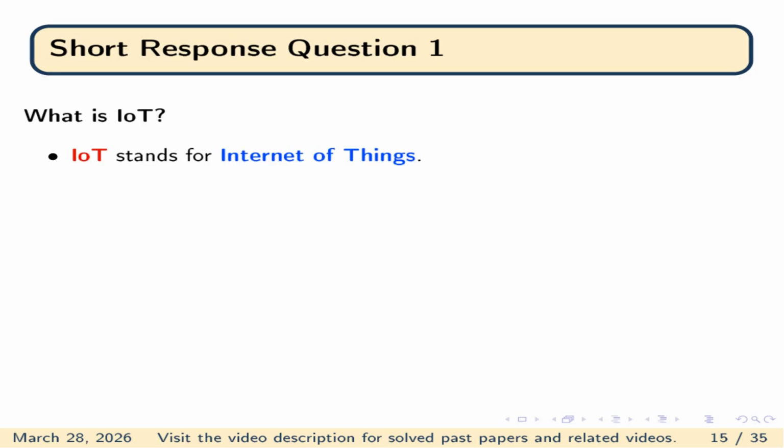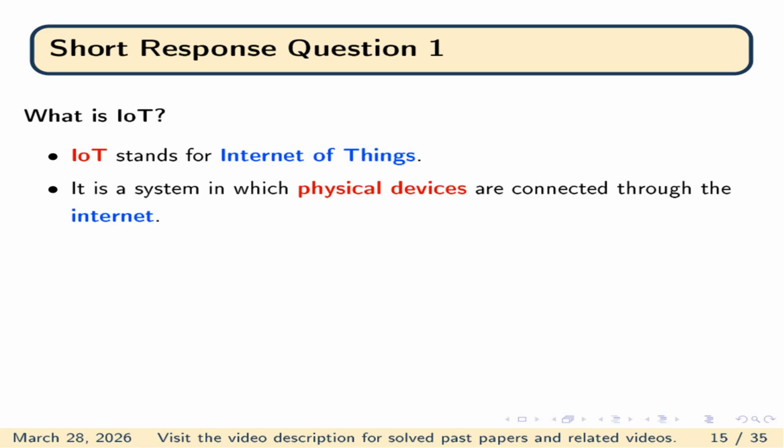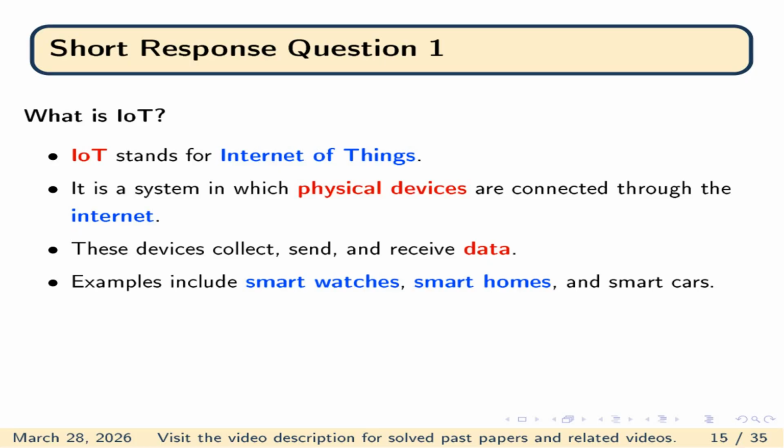IoT stands for Internet of Things. It is a system in which physical devices are connected through the internet. These devices collect, send, and receive data. Examples include smart watches, smart homes, and smart cars.